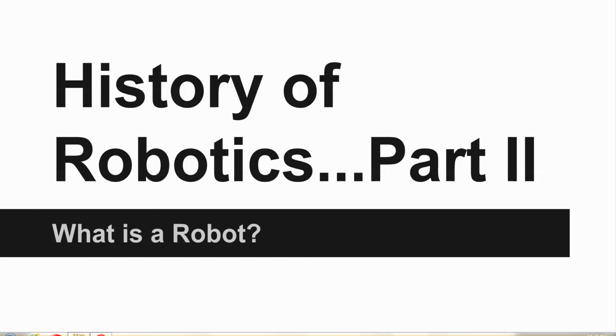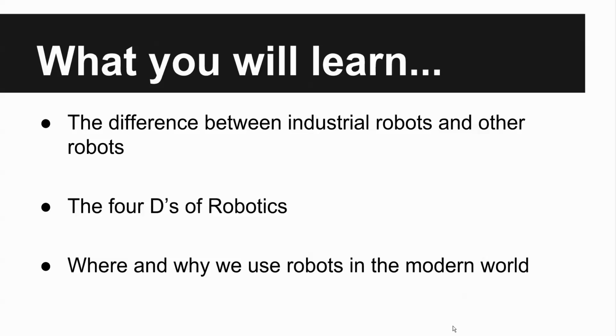All right, this is the history of robotics part 2. What is a robot? What you will learn is the difference between industrial robots and other robots, the 4Ds of robotics, and where and why we use robots in the modern world today.